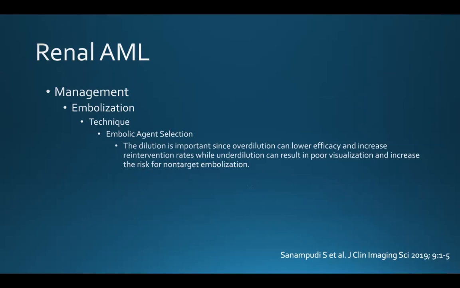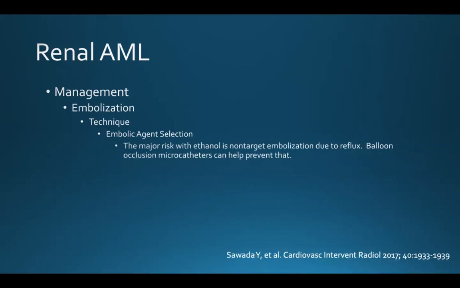The dilution is important since overdilution can lower efficacy and increase reintervention rates, while underdilution can result in poor visualization and increase the risk of non-target embolization. Non-target embolization due to reflux is the major risk with ethanol, and balloon occlusion microcatheters can help prevent that.